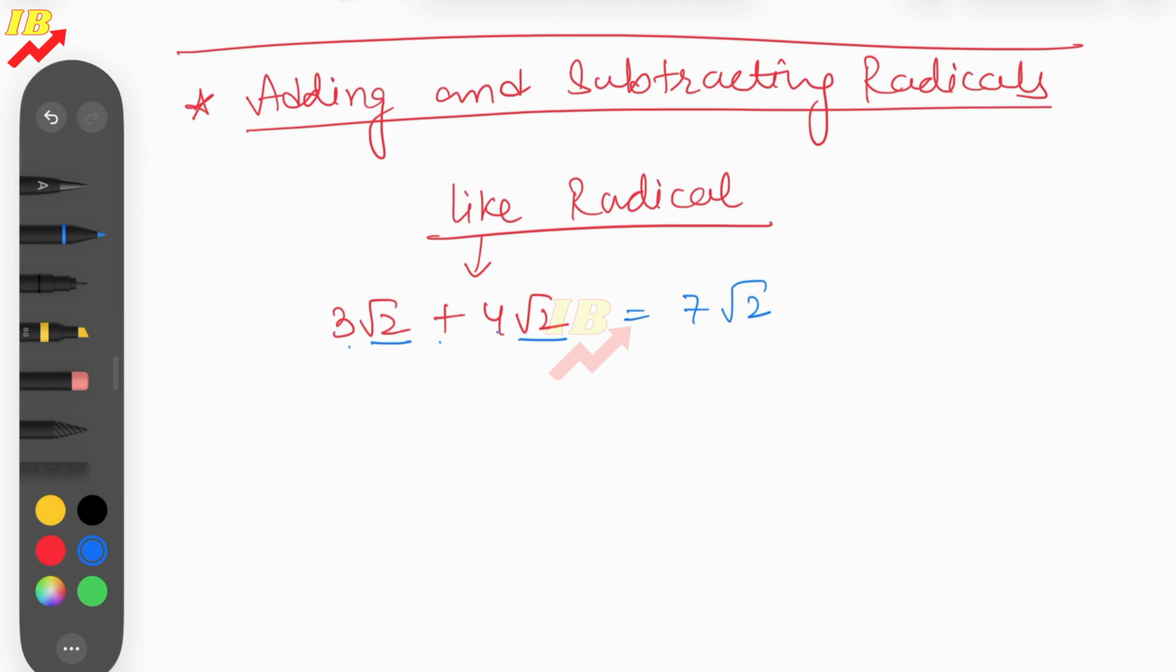Here some students will write 7 root 4. That's a wrong thing, beta. You need to understand one thing, that root 2 and root 2, we are not multiplying here. We are not adding the inside roots, as you cannot do that. So when you see the like terms, you just write the root as it is. Only the front numbers or the whole numbers are going to be added or subtracted according to the integer rules.